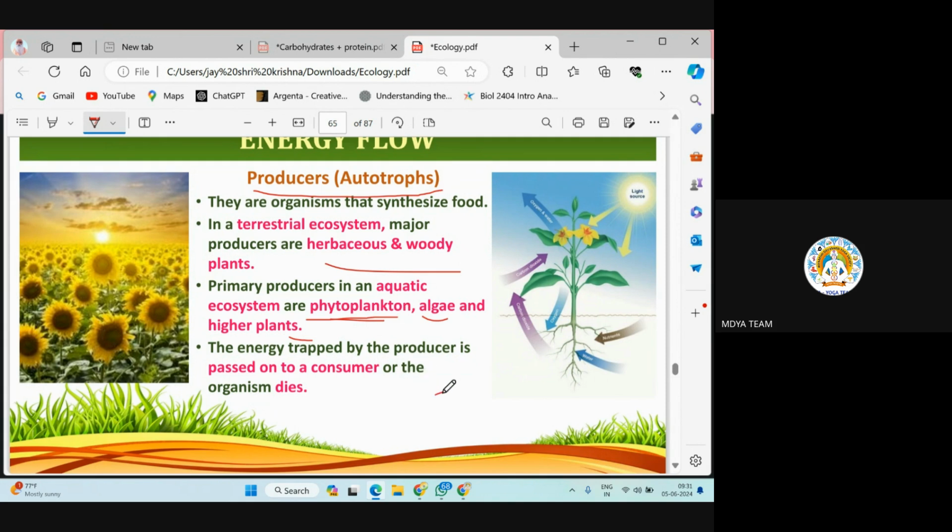Phytoplanktons are small green colored algae that are producing food. They are not big like plants, but their number is huge. And their number is so huge that they are producing more food than plants are producing as a whole. So in aquatic ecosystems, phytoplanktons are there.